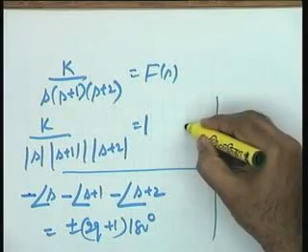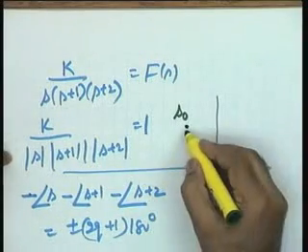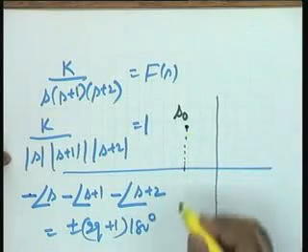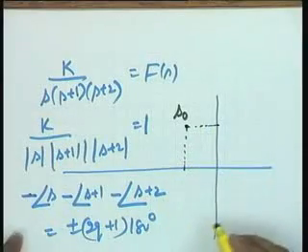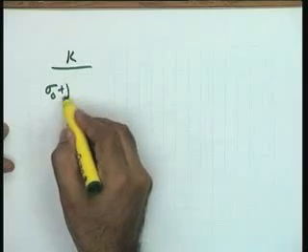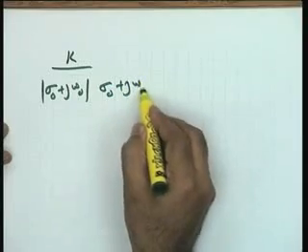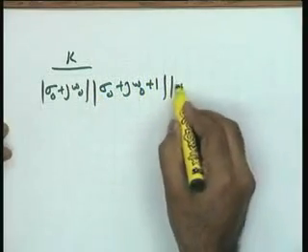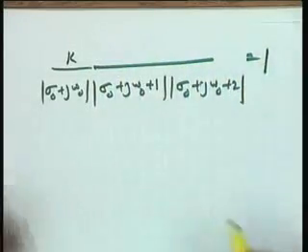Let me take a point and call it S naught. How do I check whether the magnitude condition is satisfied or not? This S naught has a real part sigma and an imaginary part j omega. So in this particular case, you take k over |sigma naught plus j omega naught| times |sigma naught plus j omega naught plus 1| times |sigma naught plus j omega naught plus 2|, and this is equal to 1.